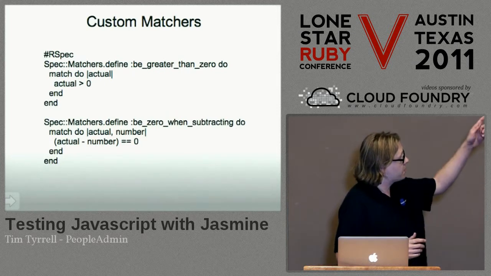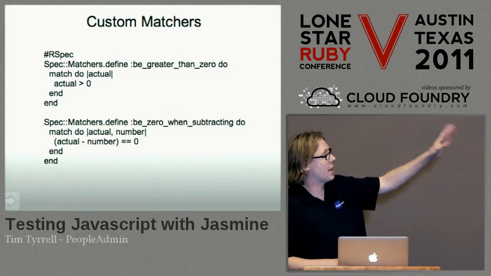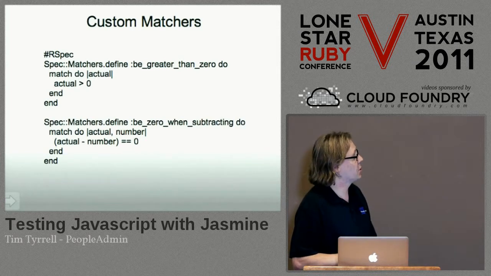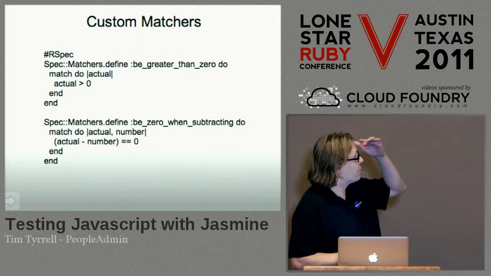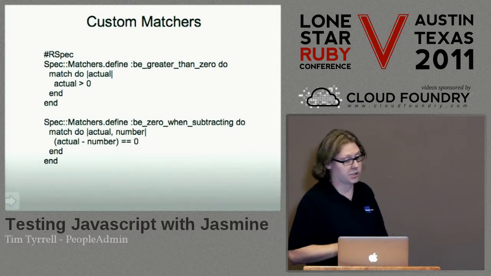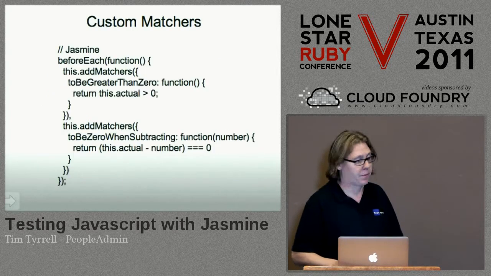Custom matchers: this is just the RSpec. The Jasmine version's not on this page, just so you guys have context. This is how you do it inside RSpec. Define it in the spec namespace. You define greater than 0 or 0 when subtracting. These are just simple, contrived matching type examples.